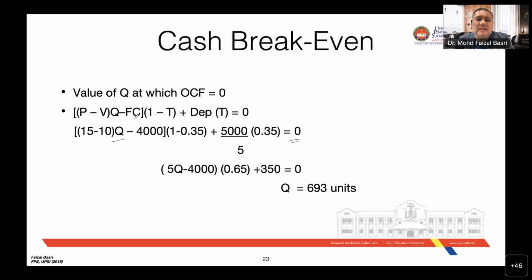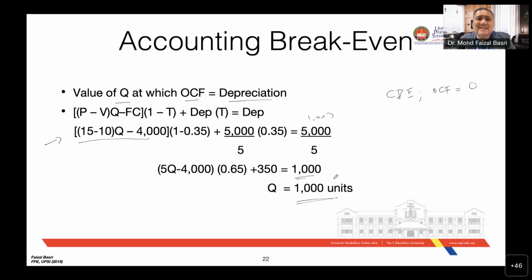And when you put all the information in the equation and solve the equation accordingly, you notice that the amount of units required, as I said, will be lower because you don't have to sell as many as for accounting break-even. So for cash break-even, the company needs to sell 693 units only. Okay, which is much lower as compared to the accounting break-even.